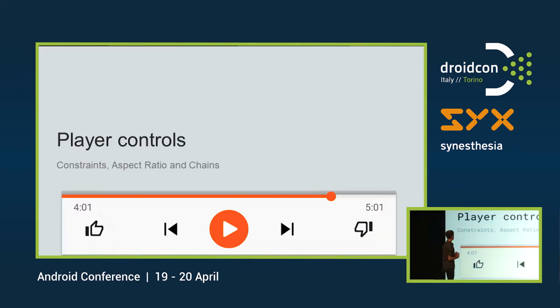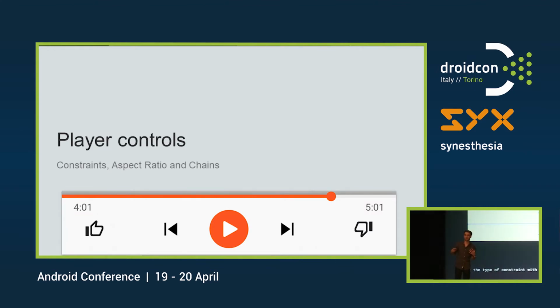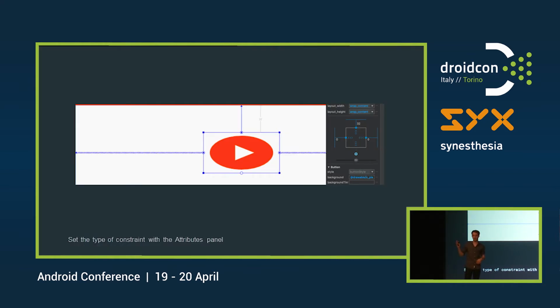Yeah, so that's it. So the first view we're going to implement is the player control. And to start with, we'll just drag and drop a button from the palette. And we change the background to this icon and remove the text. And this is how our button looks. And it's not quite what we want, right? We want something more square.